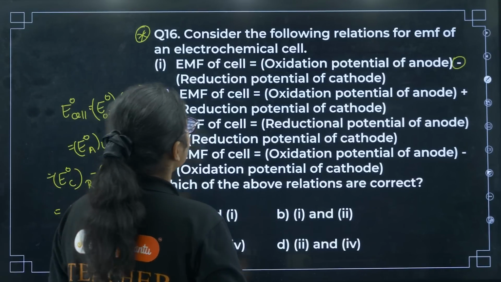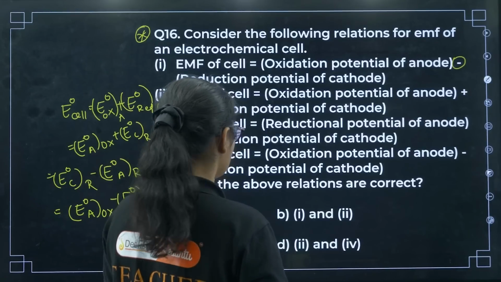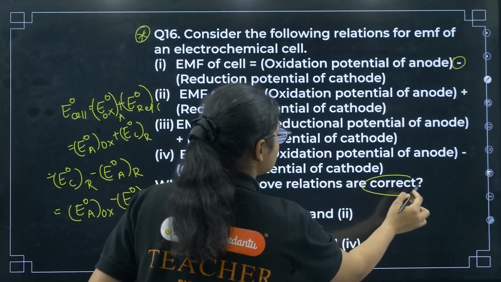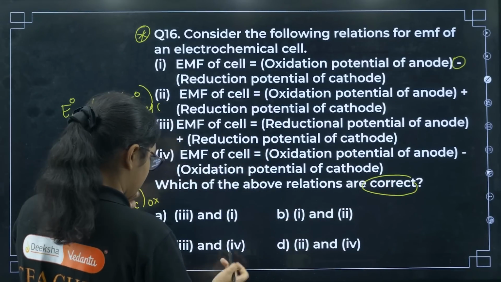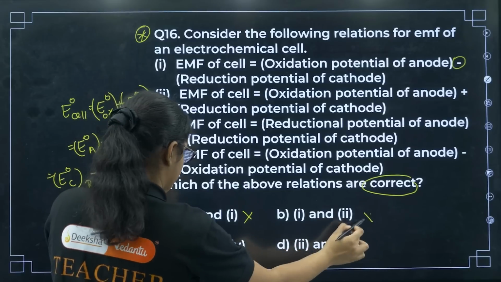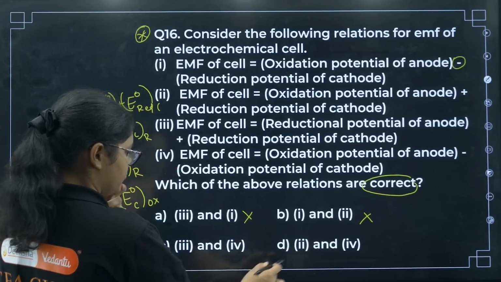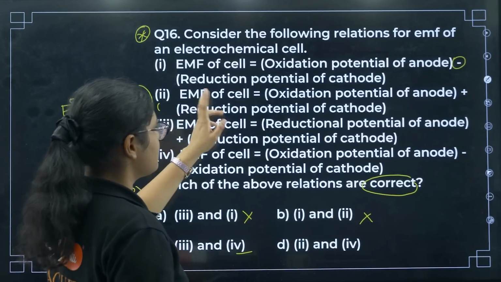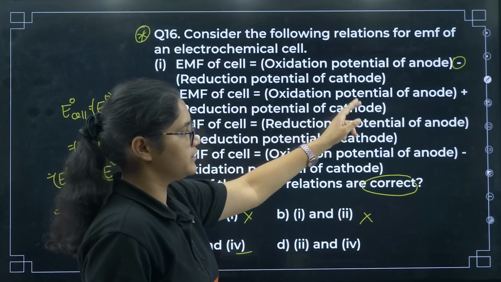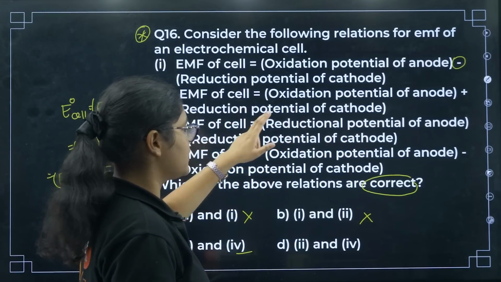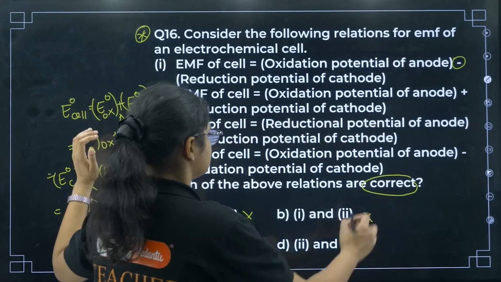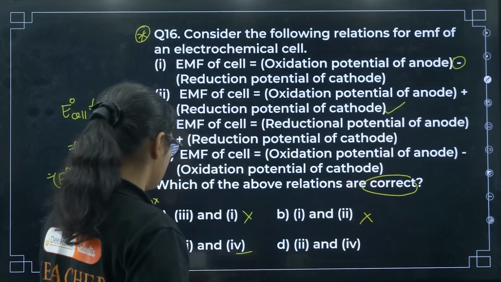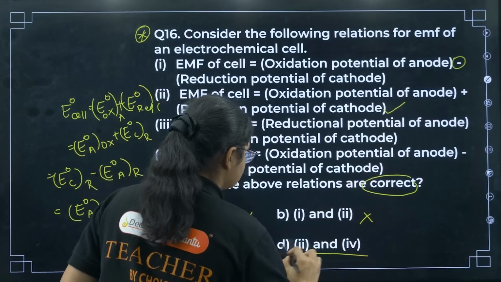So you have to find the correct relation, right? One is not there, so I will eliminate the options I can eliminate, these two. Next I have to check between 2 and 3, because 4 is common in both of them. EMF of the cell is equal to oxidation potential of anode plus reduction potential of cathode. Yes, this is the first one, so definitely 2 is correct. So it has to be the correct answer, option number D.